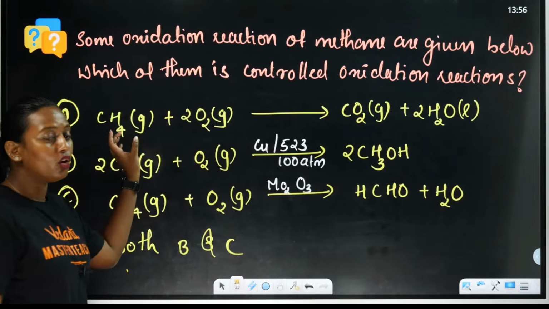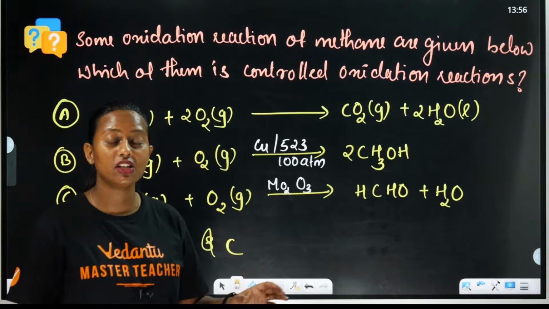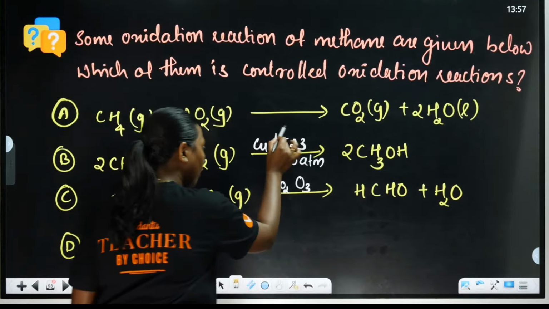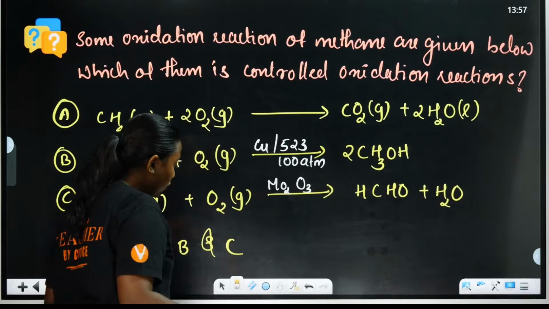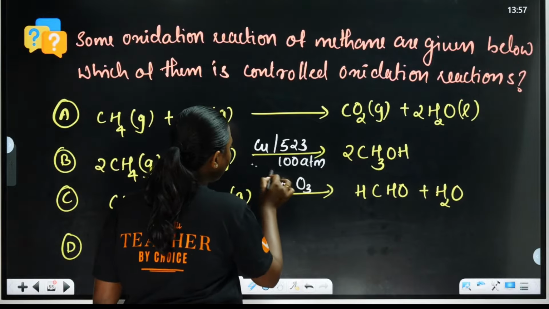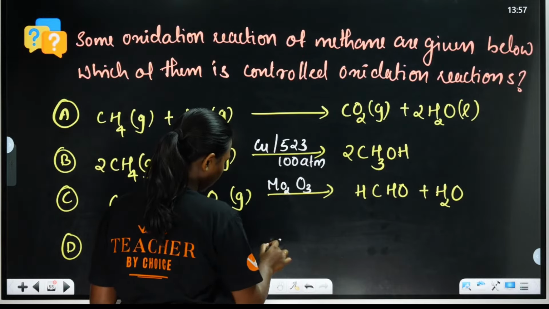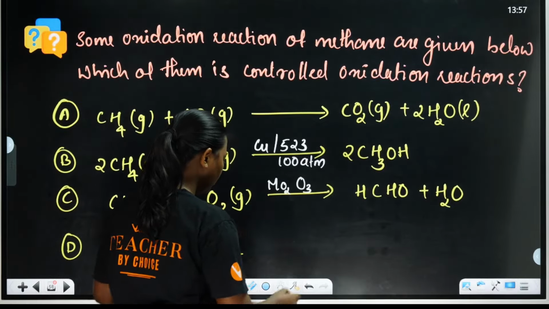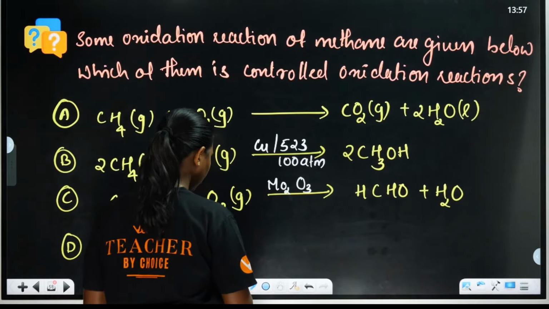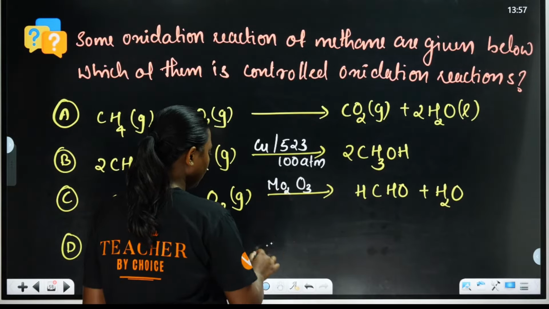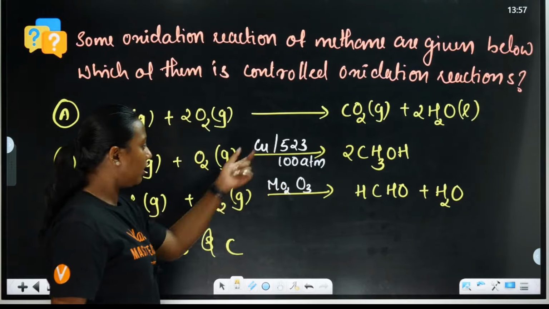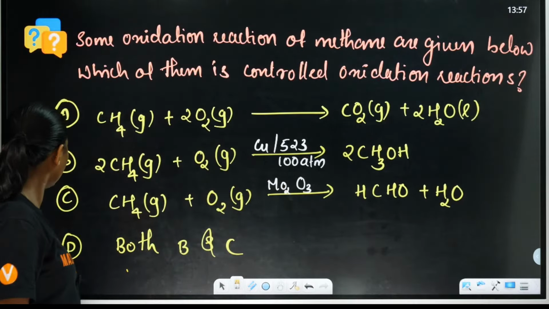So, controlled oxidation reaction means it should contain a reagent. Okay, it should have a reagent. So, here, which one is the reagent?